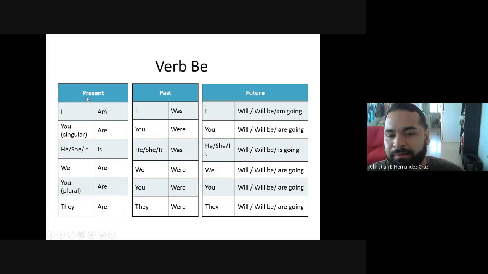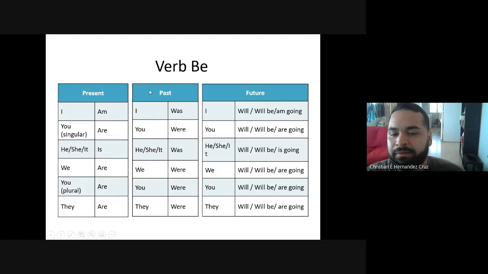So in the present tense, if we're talking about yourself, you would use am. I am. If we're talking about somebody else, specifically you, we could use are. And remember that you is either singular or plural. This would be more context-based because we are using the same be verb in both singular and plural you. We use is with he, she, or it, and we use are with we and they.